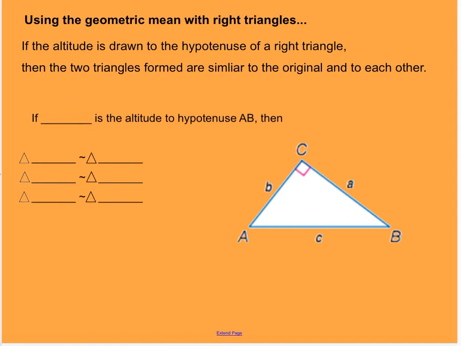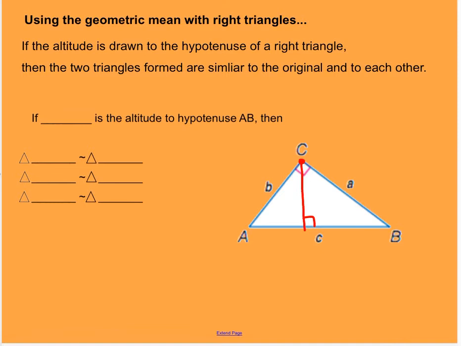So using the geometric mean with right triangles. This is very, very specific, only works in right triangles. No other triangles is this true. So if the altitude is drawn to the hypotenuse of a right triangle, then the 2 triangles formed are similar to each other and to the original triangle. Let's back up and think about this. So I draw the altitude of a right triangle to the hypotenuse. I draw the segment from here straight down to the hypotenuse.